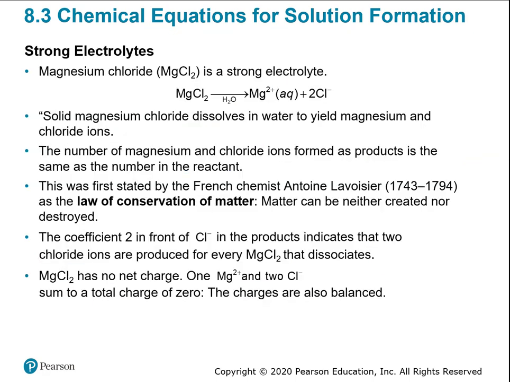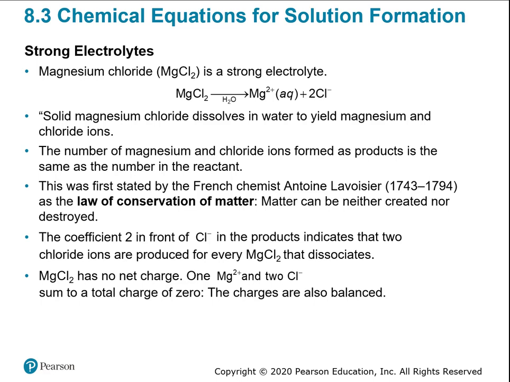So you can actually write out a reaction for a strong electrolyte. When you go to write out the reaction for a strong electrolyte, you always put the salt on the left, the arrow with water, and notice that the arrow goes in one direction. You split the metal into its positive charge and the non-metal into its negative charge. So it forms magnesium ions and chloride ions.